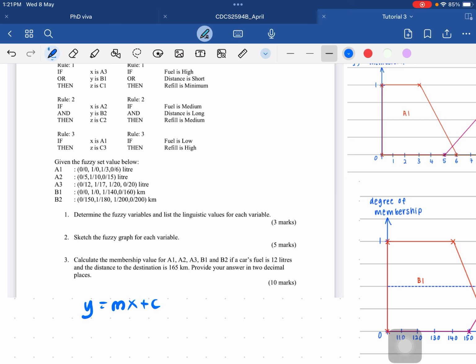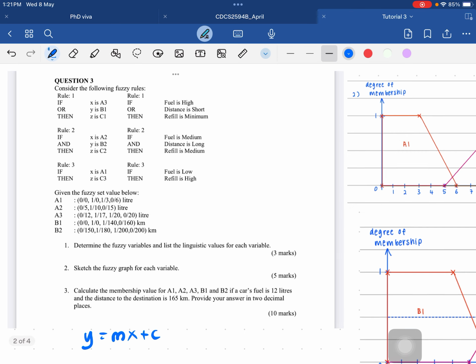Right, so if you can see in the tutorial question, let's say we look into question number 3 here. Usually the question will give you the fuzzy rule, and then it will give you the fuzzy set, and then the usual or the favorite question would be to determine the fuzzy variables and also list the linguistic value for each variable. Also, you need to sketch the fuzzy graph for each variable, and last but not least, you need to calculate the membership value, degree of membership, or y given x.